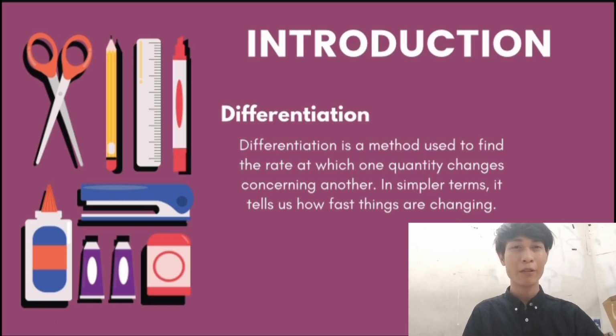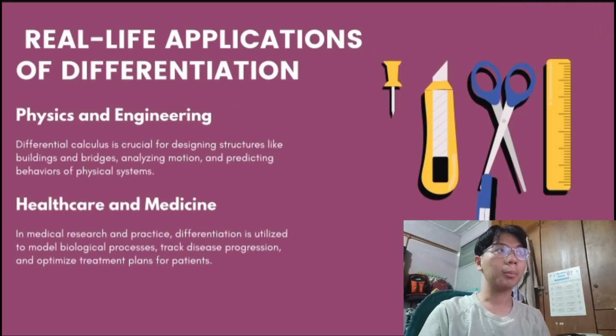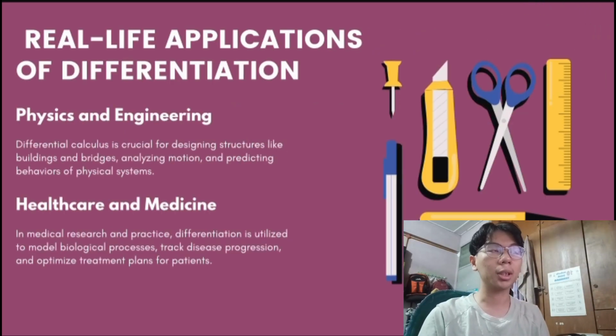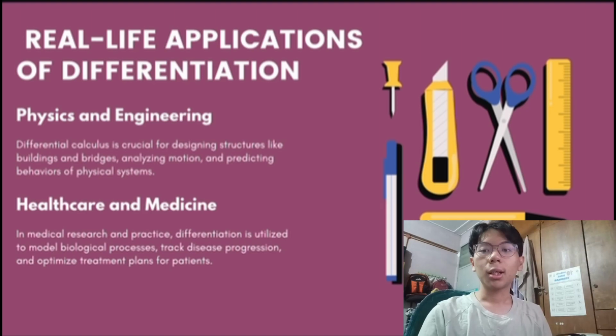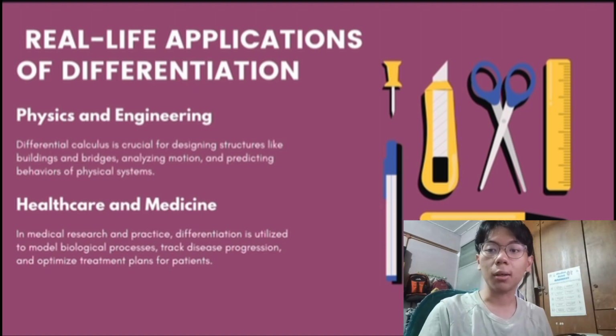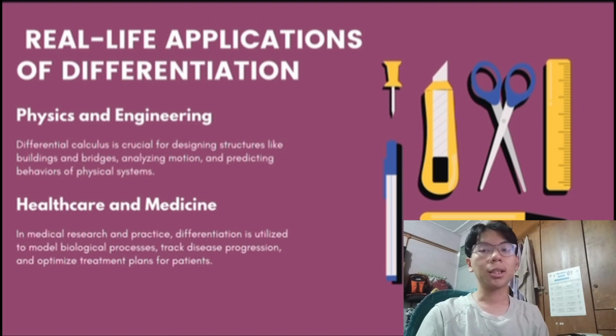Introduction. Differentiation is a method used to find the rate at which one quantity changes with respect to another. In simple terms, it tells us how fast things are changing. I'm going to be presenting about real-life applications of differentiation, such as physics and engineering.